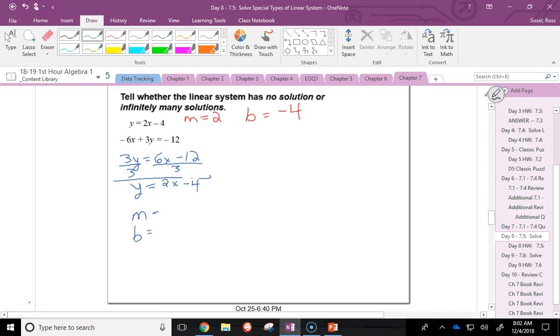All right, our second line, -6x plus 3y equals -12. What was our slope? 2.